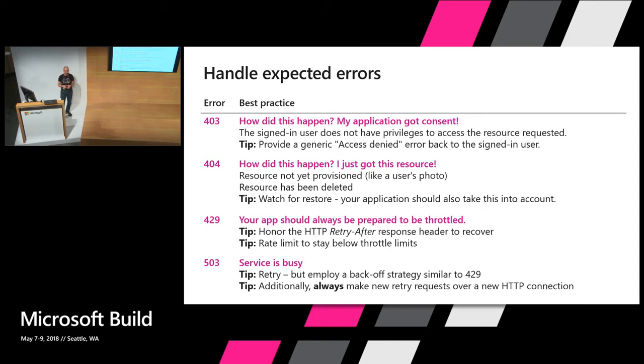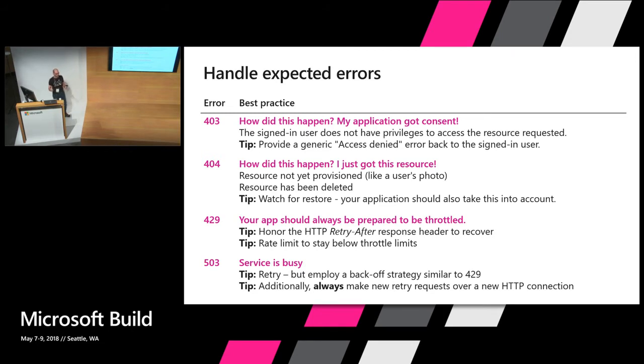The first one, a 403, is sometimes a little confusing because, hey, my app already got some consent, so why would I get this error back? Well, in general, if you're using a delegated permission to access the resource, what gets looked at is both the permission that was granted to the application and the permissions that the signed-in user has when accessing the resource. And if the user doesn't have access, then you will get this 403. And generally, make sure that when you return an error back to the user, you don't disclose too much information.